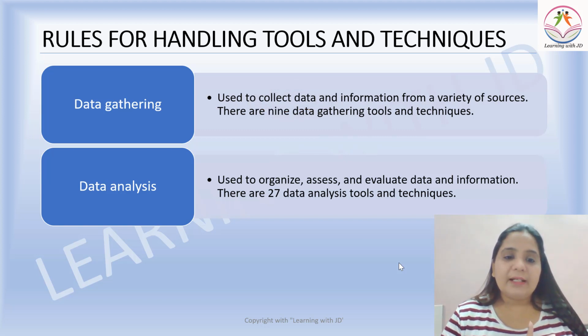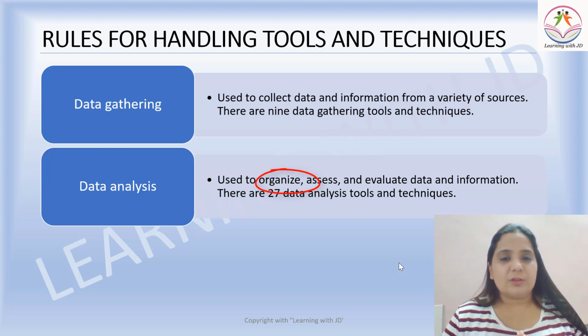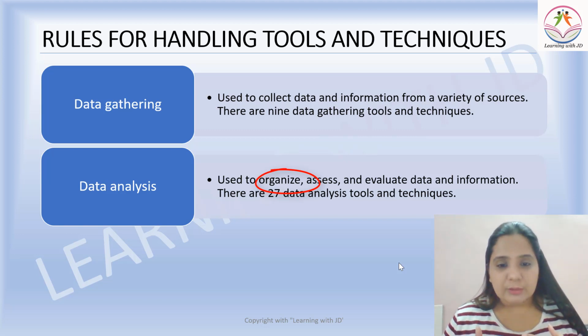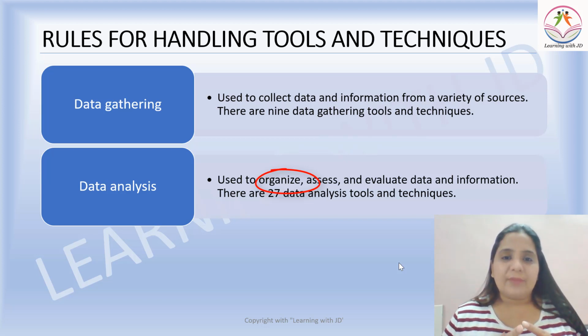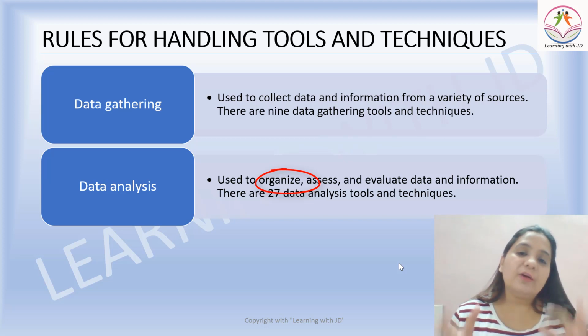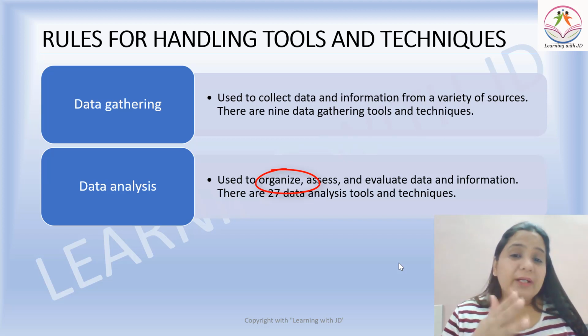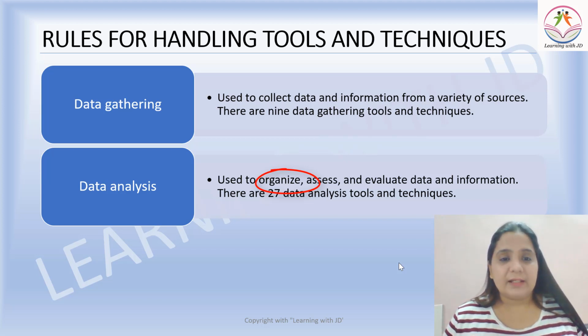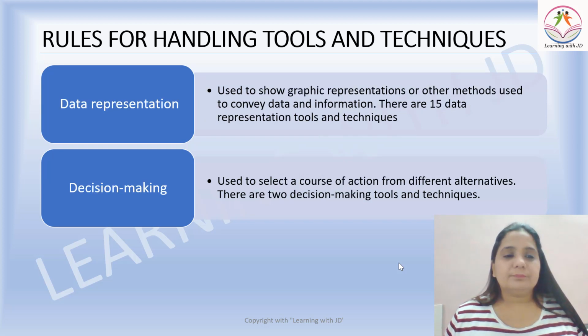Now, what do you understand by data analysis? Used to organize, assess, and evaluate data and information. You've got the data, you need to work on that data. Only raw data will not help, right? You have to come to a conclusion. Organizing and assessing and then evaluating the data is a part of data analysis. There are 27 data analysis tools and techniques which are a part of this data analysis group.